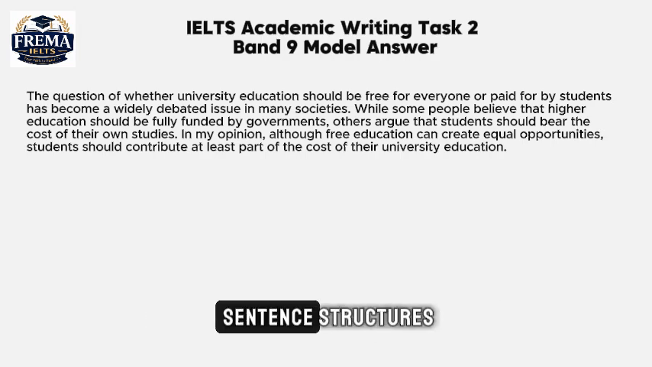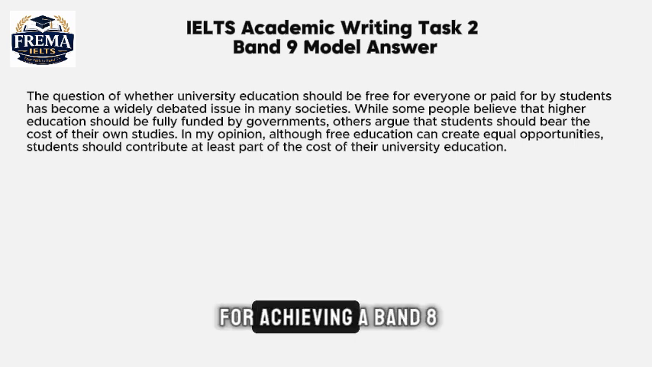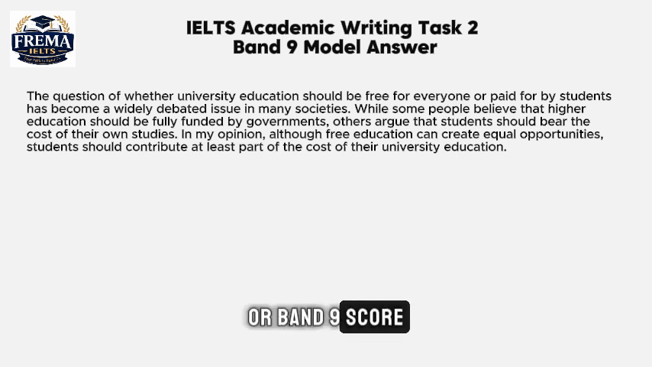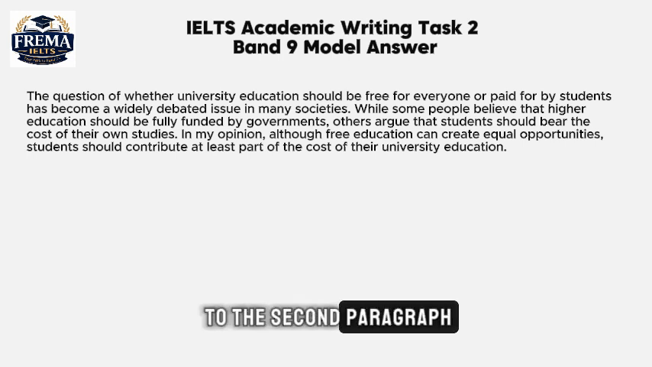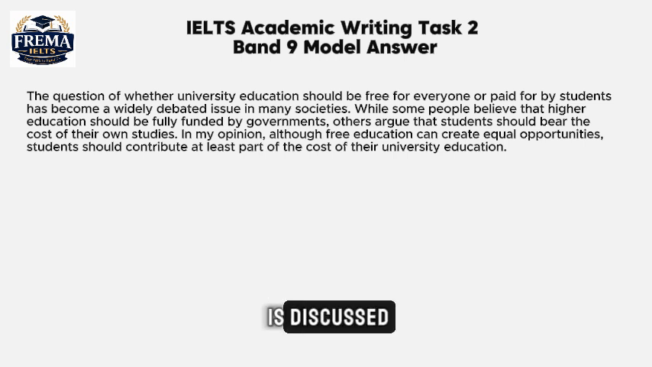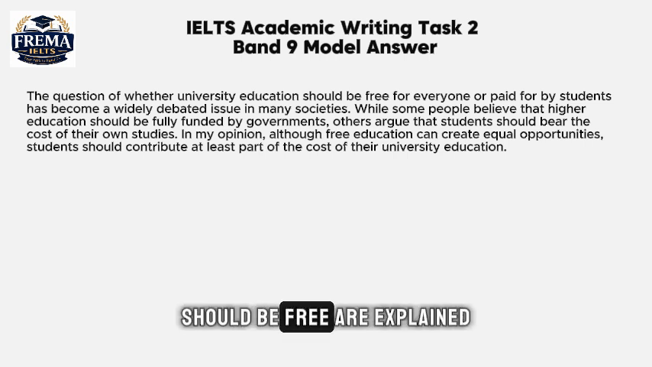and complex sentence structures. These elements are essential for achieving a Band 8 or Band 9 score in IELTS Writing Task 2. Now let's move on to the second paragraph, where the first view is discussed and the reasons why some people believe university education should be free are explained.